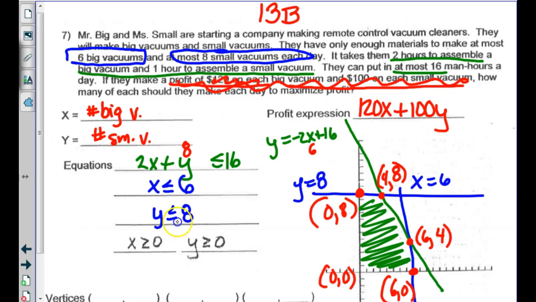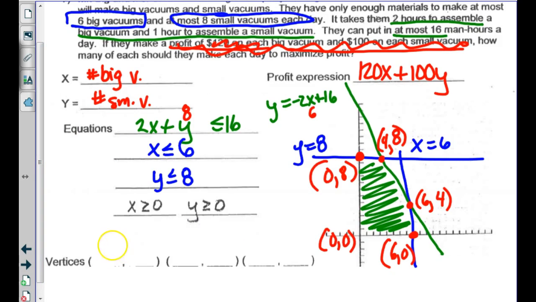Okay. So now we need to put all of those in. Okay. 0, 0 would give us a profit of 0. I think we're not going to worry about that one. 0, 8 would give us a profit of what? $100 because it's 0 and 8 in here. Okay. 60. Yep, thank you. Fix me. 800. 60 is 6 times 120, which is 720.